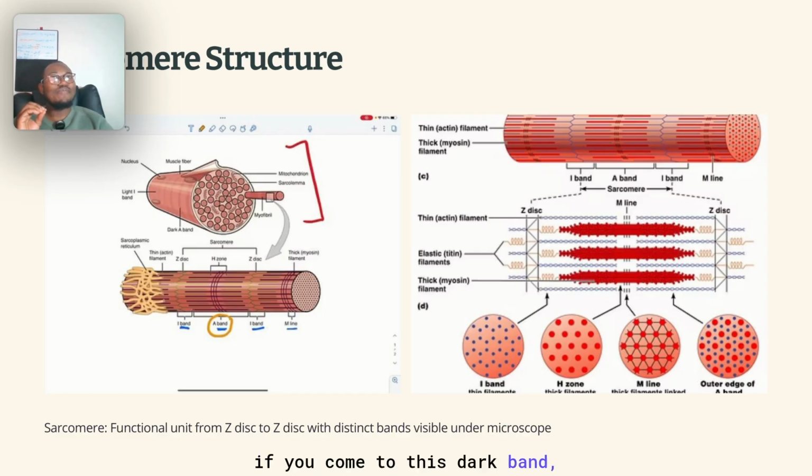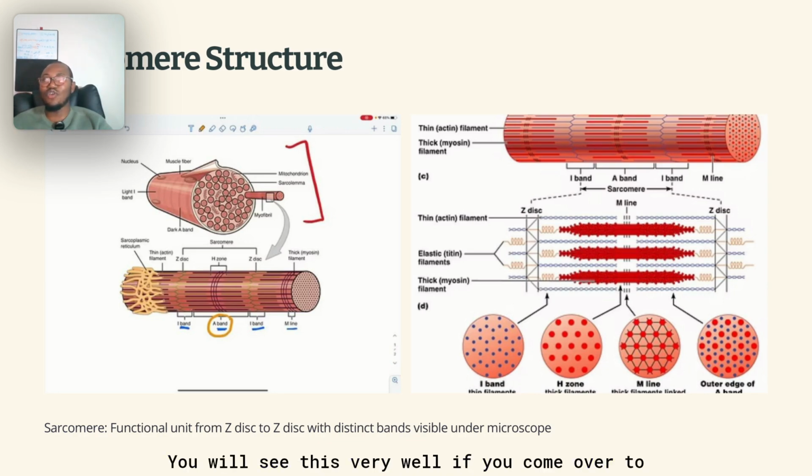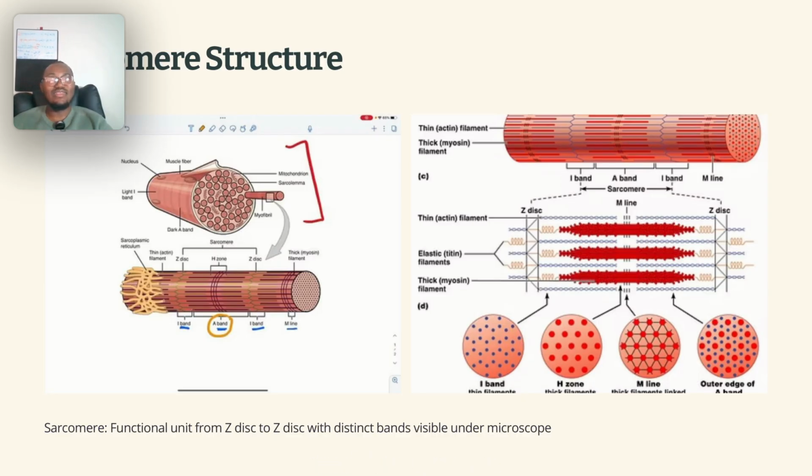Now, if you come to this dark band, there is a light part in between it. This light part in between is known as the H zone or the H band. All right? In the middle of this H zone, there's something we call the M line. You will see this very well over this part. This is the H zone, and in the middle is the line. So I need you to know the Z disc, what the sarcomere is, what the I band is, what the A band is, what the line is, and what the H zone is. You really need to know this.